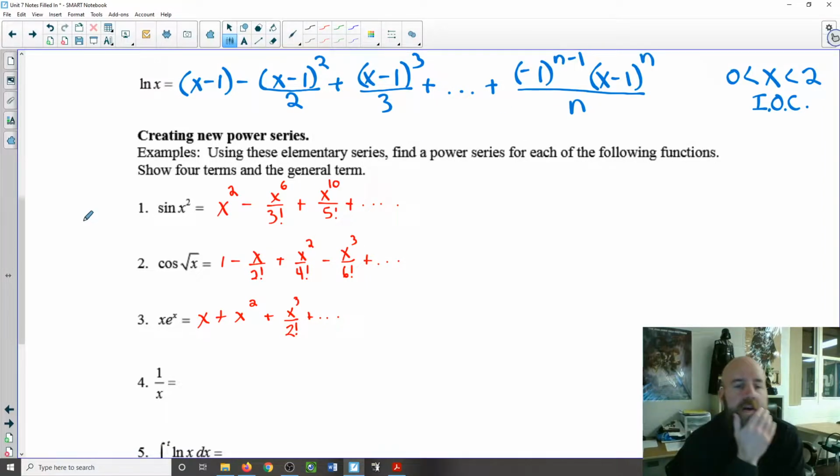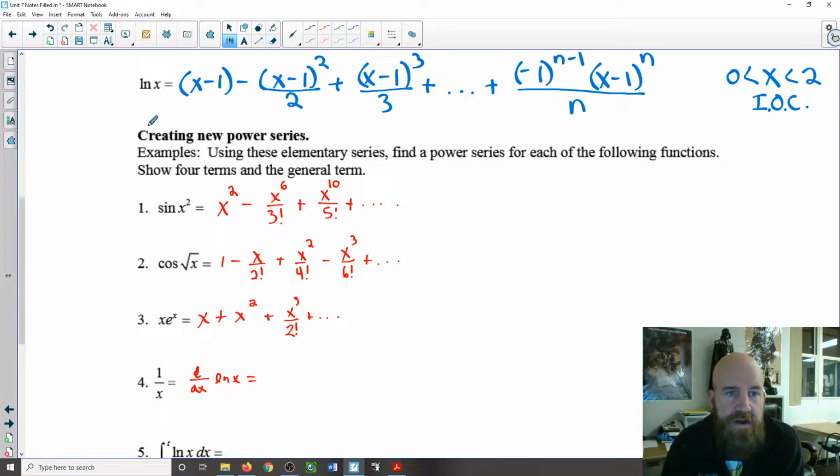Okay, so now looking at example 4 here for creating new power series, we have 1 over x. So we need to recognize that this is the derivative of ln x. So what we can do is take our power series for ln x, and this is equivalent to, I'm just going to write this down here, the derivative of ln x. Okay, so we know that is 1 over x.